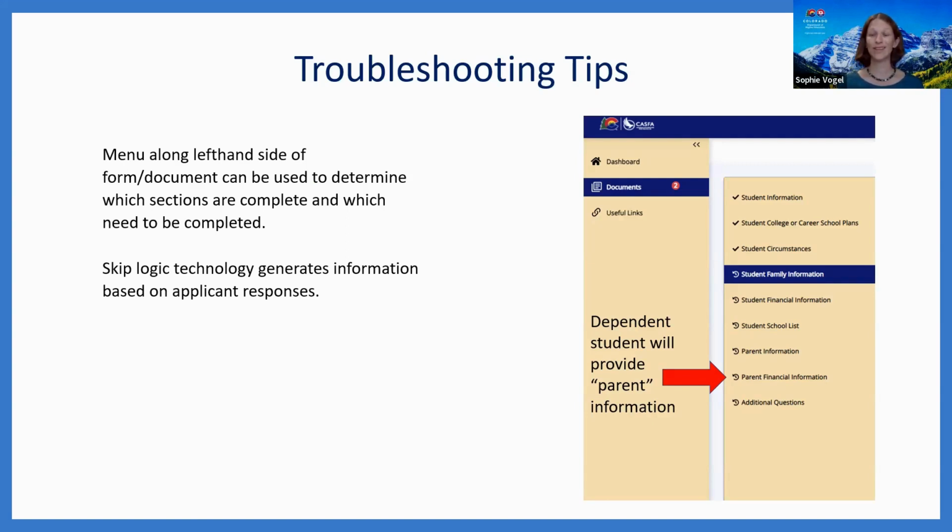So if you're working with a dependent student and they say, I'm done with the CASFA, you may want to check. Or maybe that's your process. If they're a dependent student and you don't see the parent sections in the menu, you know that they didn't complete them. That means they inadvertently told the CASFA that they are an independent student. Then you're going to want to go back to student circumstances and student family information and help them answer the questions in a way that accurately determines they are a dependent student.